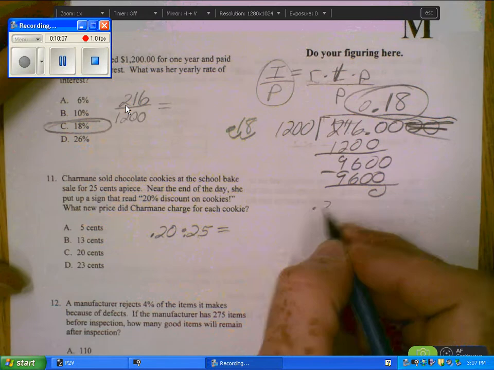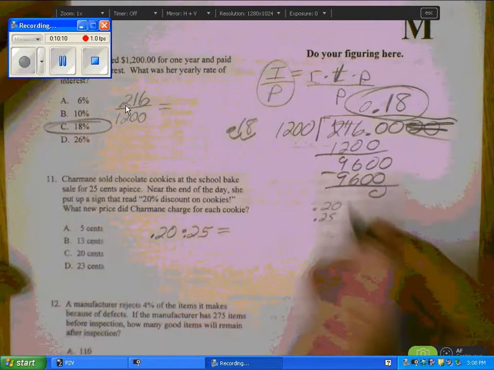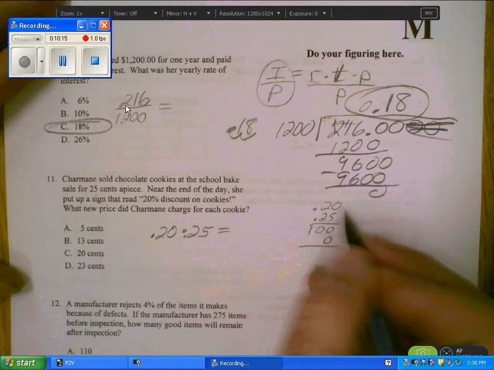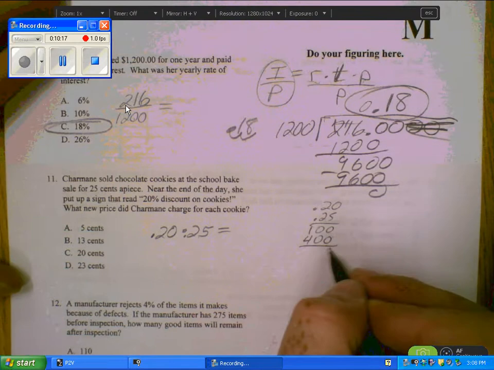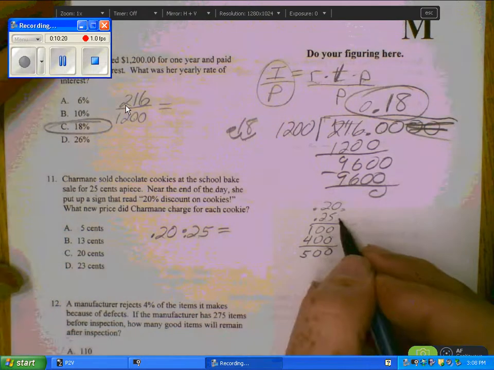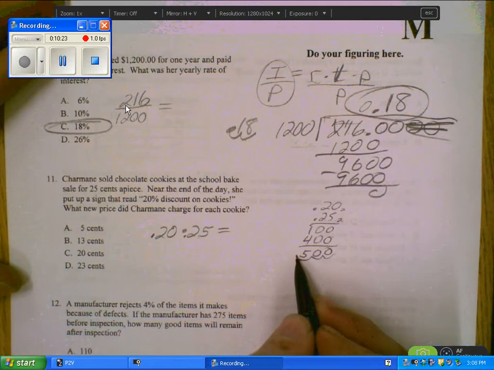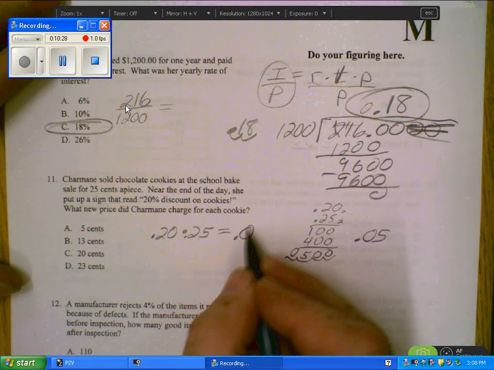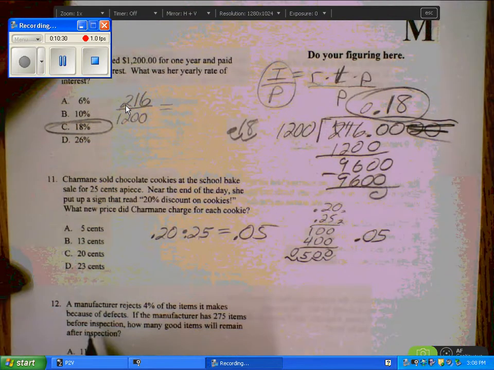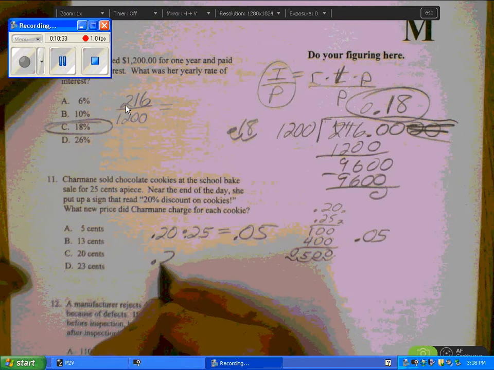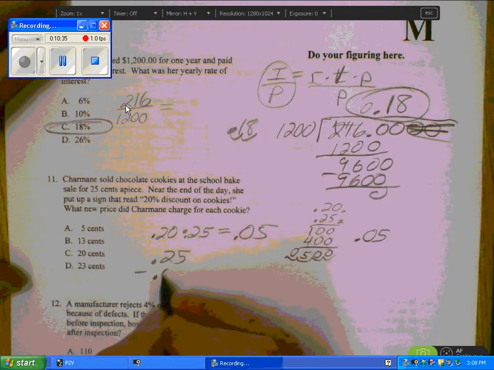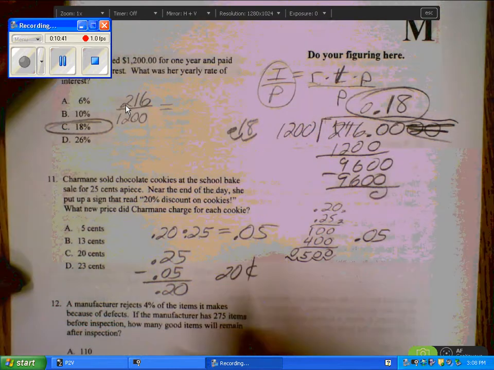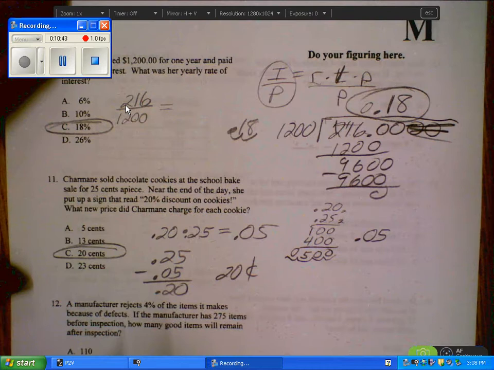So 0.20 times 0.25, we get 0, 10, 0, 0, 4. Add that all up. 2 decimals here, 2 decimals there, so we bump it over 4 places. You get 0.05. That's how much she took off, that's 20% off. So we have to go back and subtract that from the 0.25. And she was selling the cookies for 20 cents a piece at the end of the day.